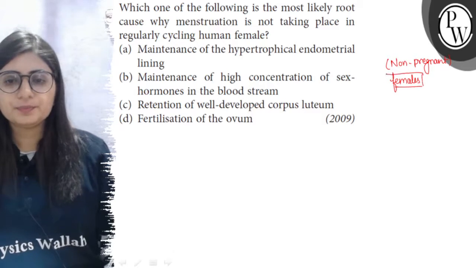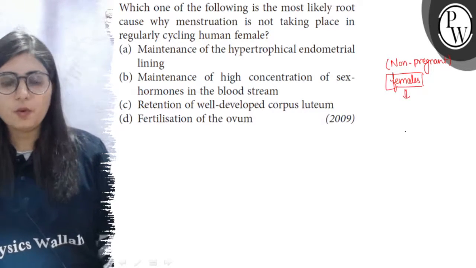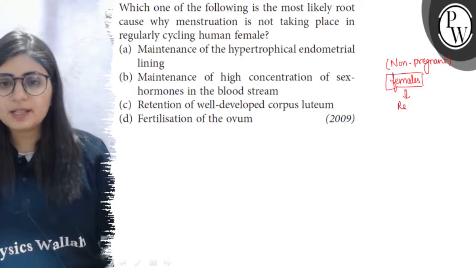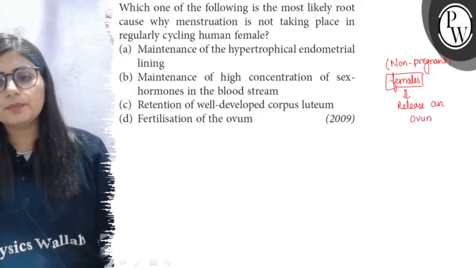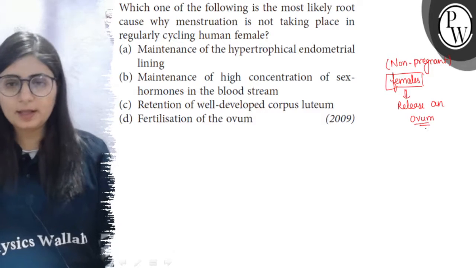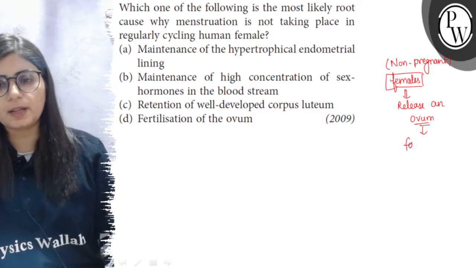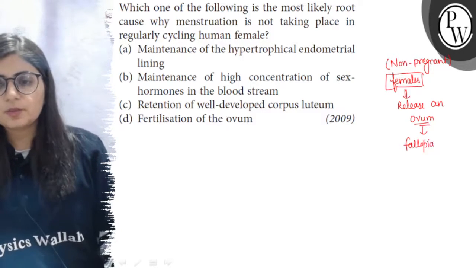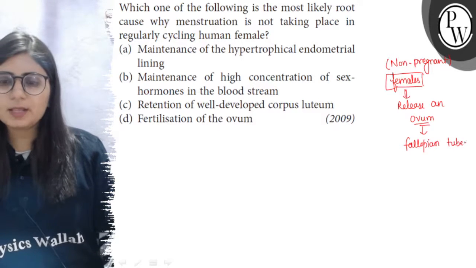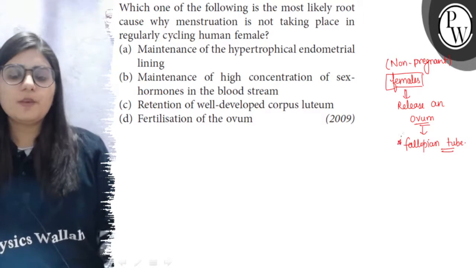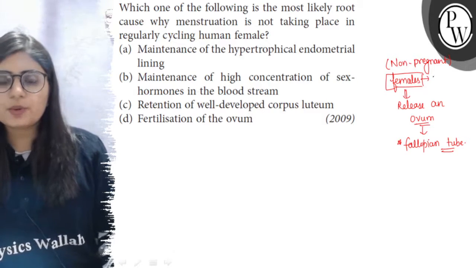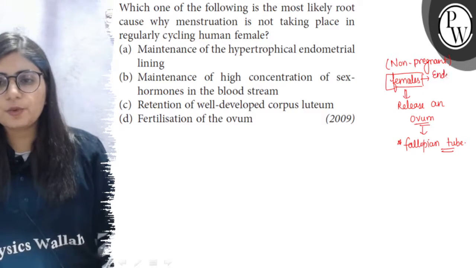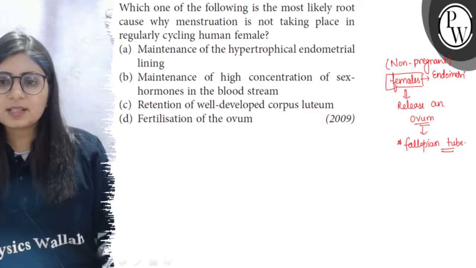every month one of the two ovaries releases an egg. So every month an ovum is released from the ovary and this ovum is collected by the fallopian tube. So after ovulation, the ovum is received by the fallopian tube, and also the uterus, the innermost lining of uterus, which is known as endometrium.